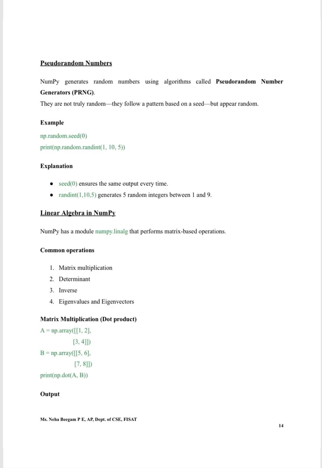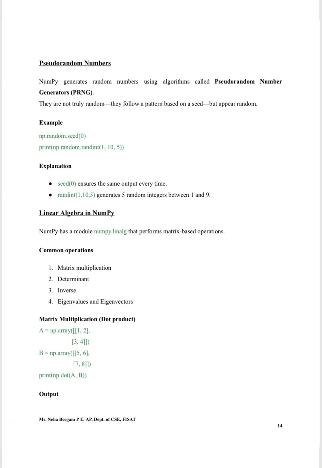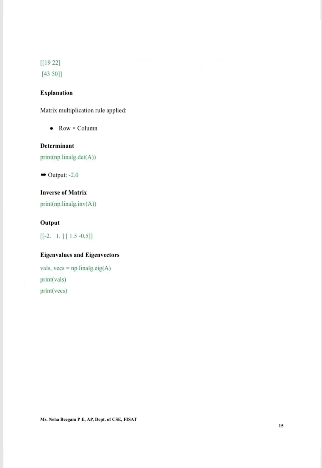First we are discussing matrix multiplication. In the given example, matrix multiplication is row by column. This is the basis of neural network computation. In this example, we use 1, 2, 3, 4 as the first matrix and 5, 6, 7, 8 as the second. We use the dot operator. The output becomes 19, 22, and 43, 50. The matrix multiplication rule is applied row by column, row multiplied by column.